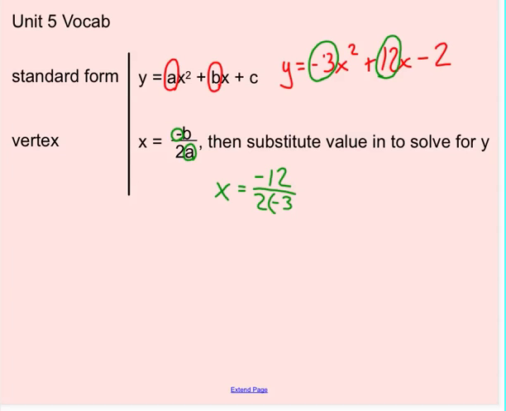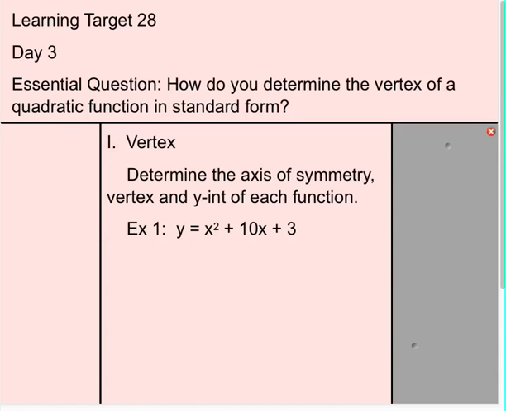the coefficient of your x squared, negative 3. So if we were going to finish solving this, we'd have negative 12 divided by negative 6, giving us a positive 2. So that's the x coordinate for the vertex of this function. Then we would, just like with factored form, substitute that value back in to solve for y. So here's our first example.